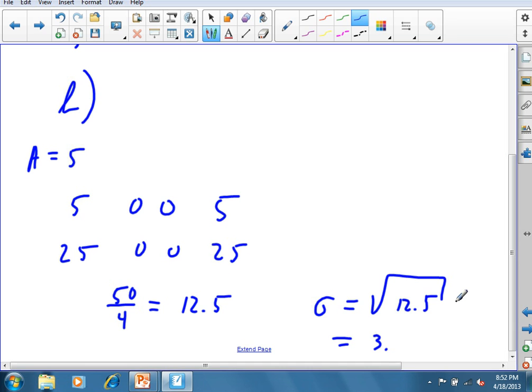Boom. 3.5355333. I think we'll just stay with 3.5, two digits. Would that be okay? Oh, way to go. We would stay with 3.5 if the instructor could write a 5. All right, perfect. All right, C is next.